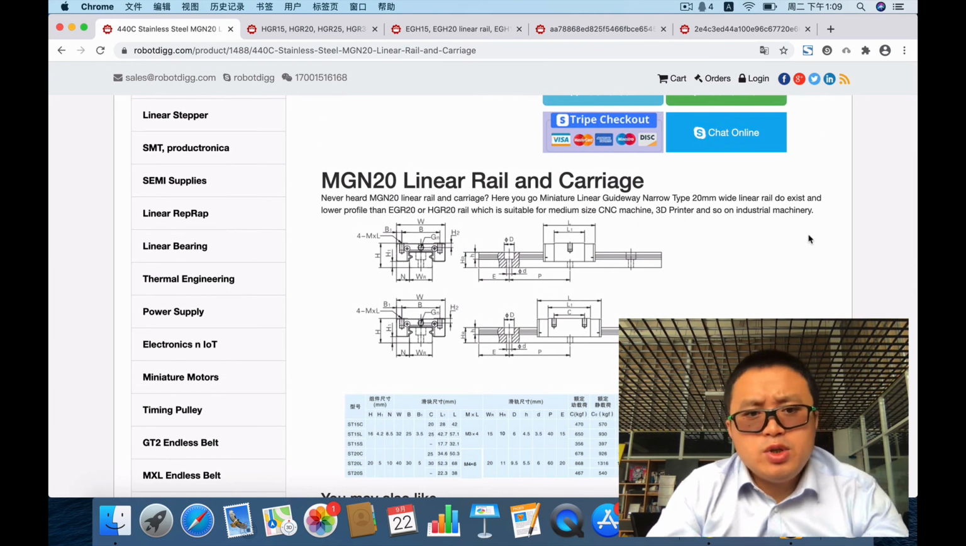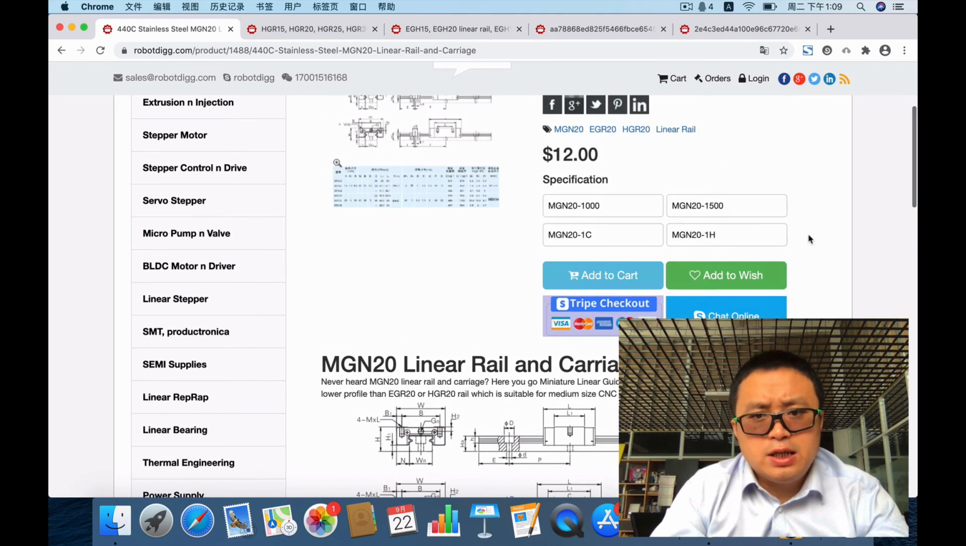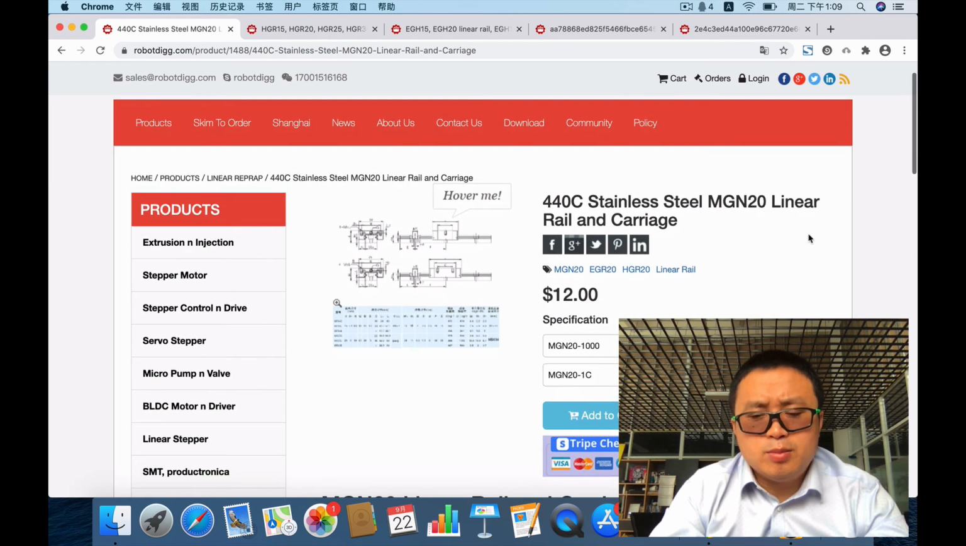By the way, the MGN20 we have is made of 440C stainless steel only. We do not have GCR15 or other materials. Even Hiwin does not have such a size of linear rail.